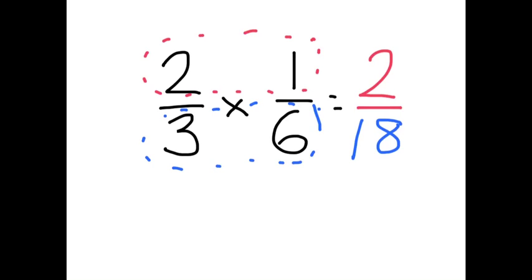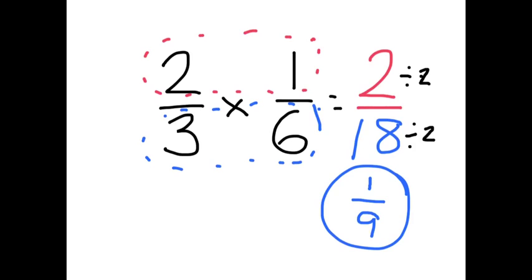And if we want to be really thorough, we should reduce it or simplify it by dividing by the greatest common factor. And the greatest common factor in this case is 2. 2 is the largest number that goes into 2 and into 18. So the final answer is going to be 2 divided by 2 is 1, 18 divided by 2 is 9. So 1/9 is the final answer.